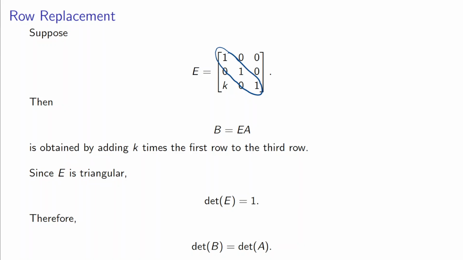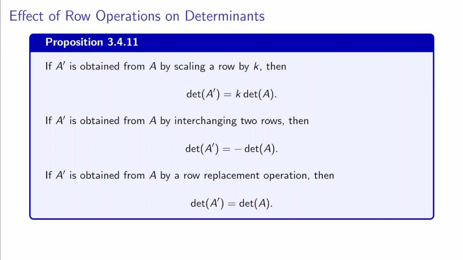So it turns out that this elementary row operation of replacement has no effect on the determinant, which is pretty interesting. So summarizing and putting all these together, if A prime is obtained from A by scaling a row by K, then the determinant of A prime is K times the determinant of A. And oftentimes when we're doing this, we ultimately want to compute the determinant of A. So I might want to write this the other way, that the determinant of A is equal to 1 over K times the determinant of A prime, which is equivalent, but might be more useful.